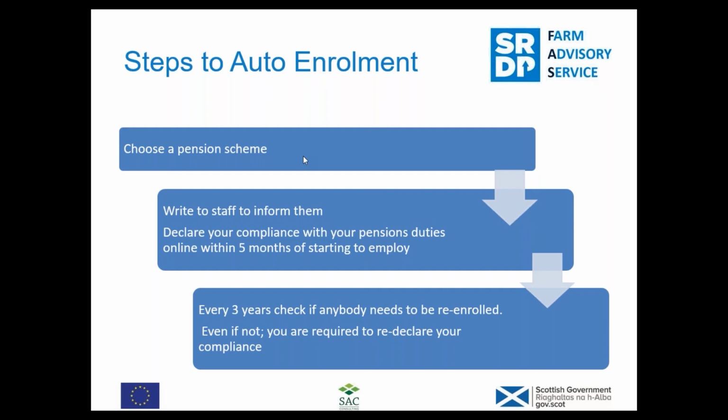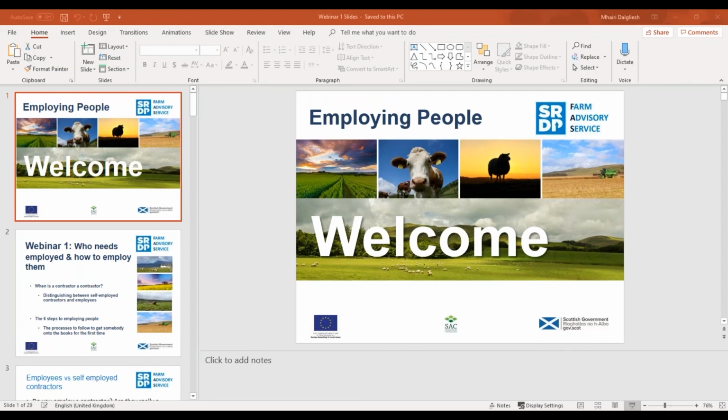At the point that you have written to staff, they then have a 1-month opt-out period. So although your duty is to auto-enrol them, they don't have to remain in the scheme. So they can notify you that they wish to opt out. If they opt out within that 1-month opt-out period, any contributions that happen to have gone into their pension scheme, they are entitled to back. They can opt out at a later date.